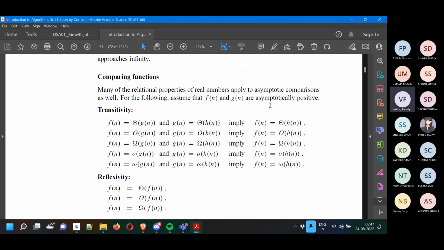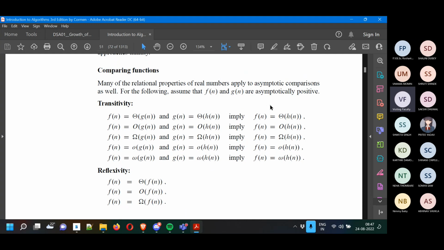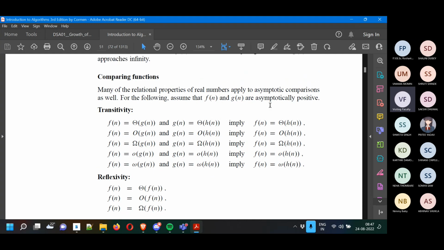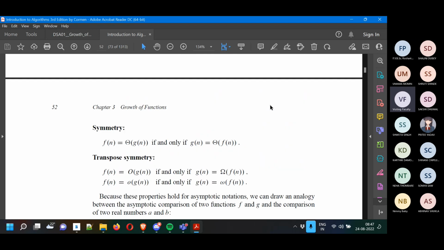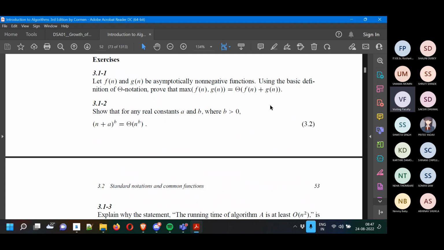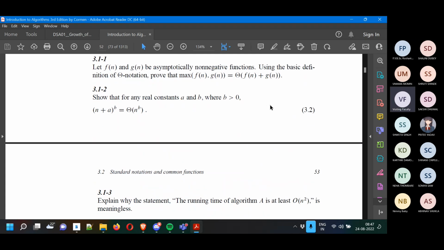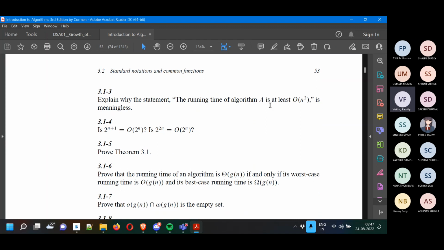Now let's look at some examples. So there are these transitivity properties, but for that I'll also need to cover theta. So theta, let's do it next time. So this is on hold. Let's look at some examples. And yeah, this is good.